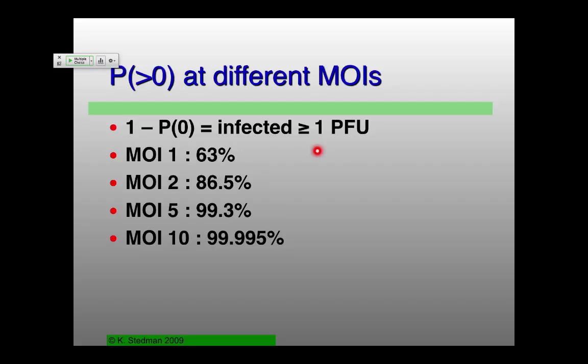So if you're trying to do one of these one-step growth curves, and you want to make sure that as many of your cells are infected as possible, you now can figure out from your MOI what the proportion is that you have that has 0, and then 1 minus the amount that you have as 0 is everything other than 0. So an MOI of 1, 63% are infected. Really bad for a one-step growth curve. MOI of 2, 86%. MOI of 5, 99%. MOI of 10, 99.995%.